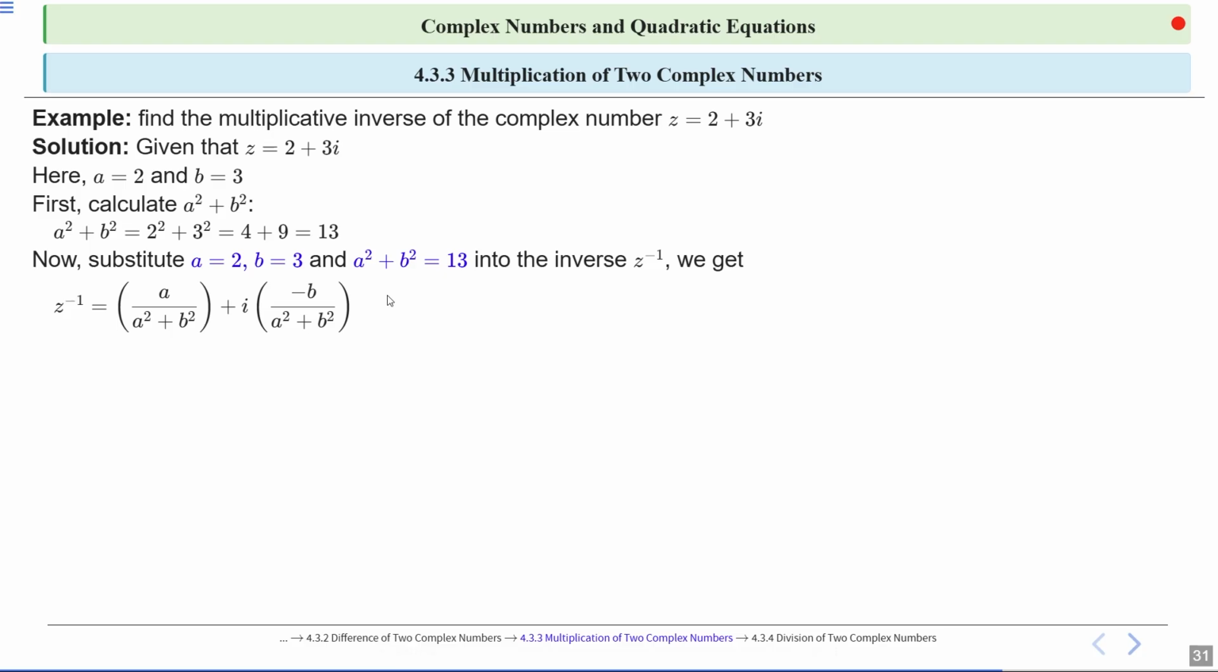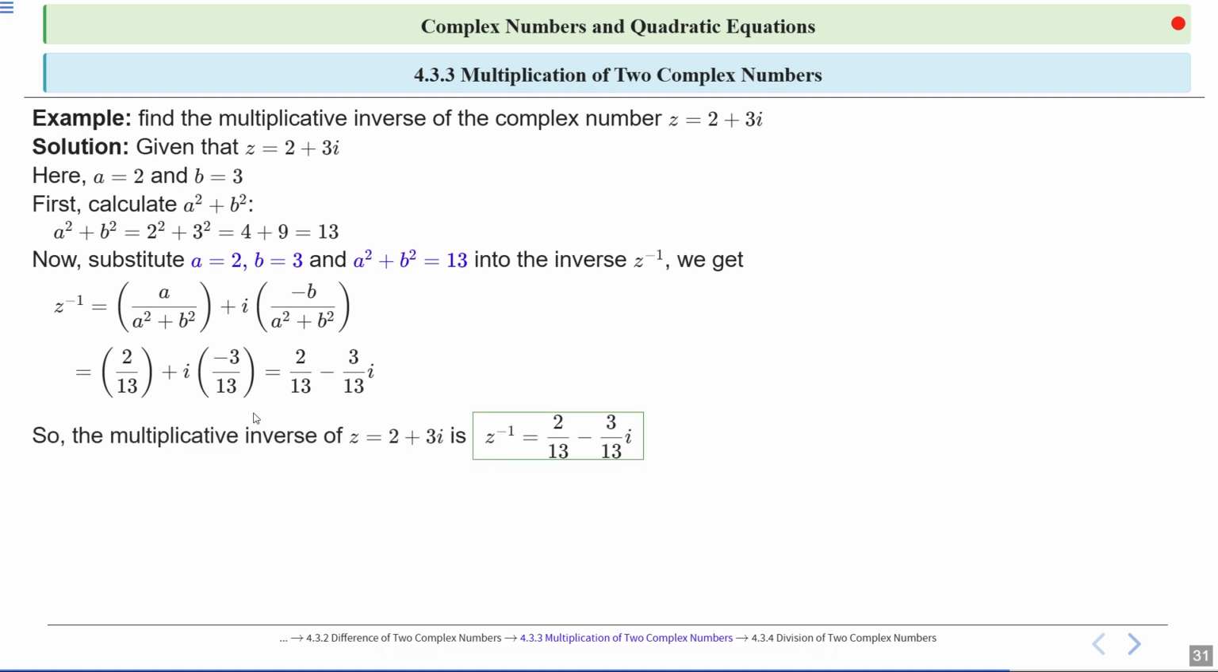So we get z inverse equals a divided by a square plus b square plus iota times minus b divided by a square plus b square. This is equal to 2 upon 13 plus iota times minus 3 upon 13, equals 2 by 13 minus 3 by 13 times iota. So the multiplicative inverse of z equals 2 plus 3 iota is z inverse equals 2 by 13 minus 3 by 13 times iota.